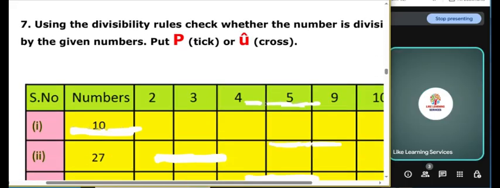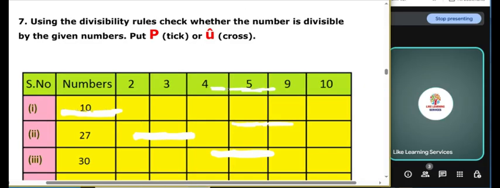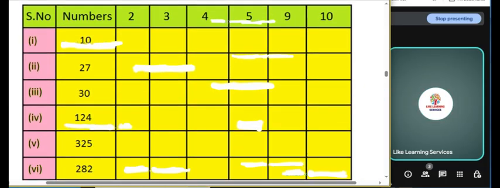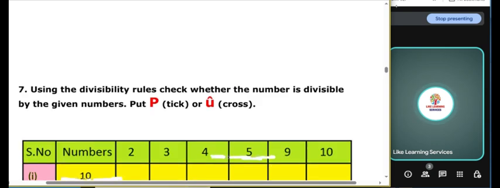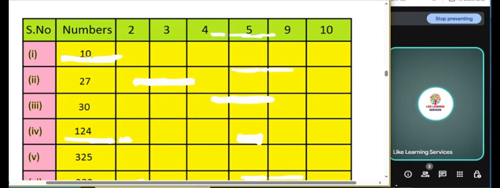So it's not a big deal. It's the same thing. What's this question saying? This one, you can just practice using the divisibility rules. Check whether the number is divisible by the given numbers. Put P for a tick and U for a cross. It's not a big deal.